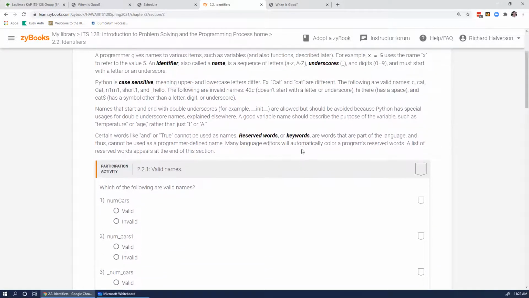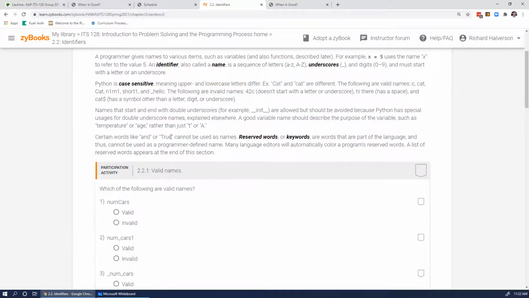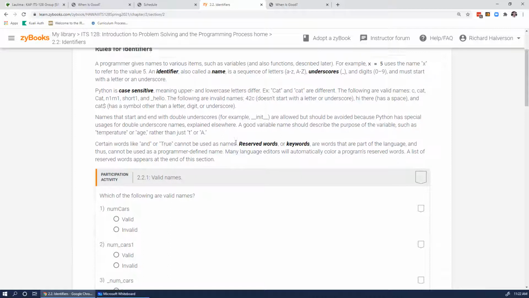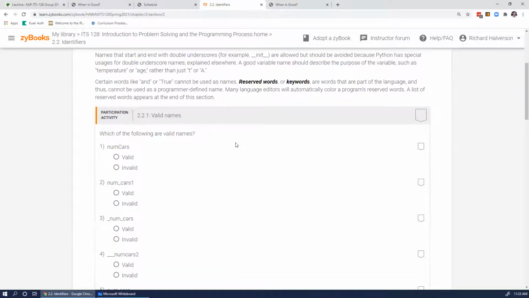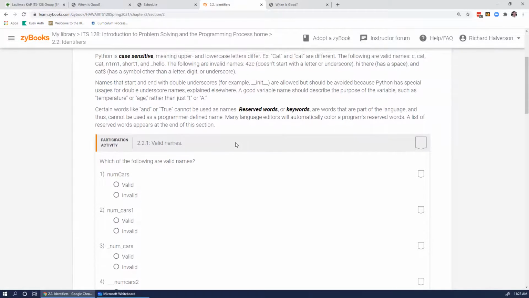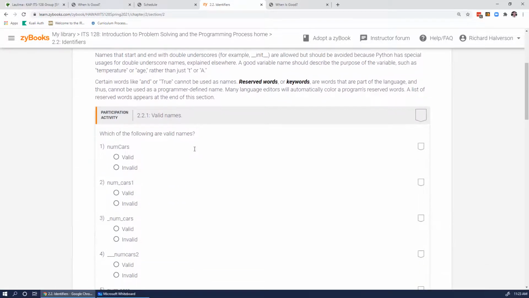There are certain names that you can't use. You can't have a variable named True with a capital T. You can't have a variable named and, just like that, because those are what are called reserved words or keywords. They have special meanings in Python, and pretty much all languages are like this. Actually, that's not true. In PHP, all variables have to start with a $ sign, so it can be anything.